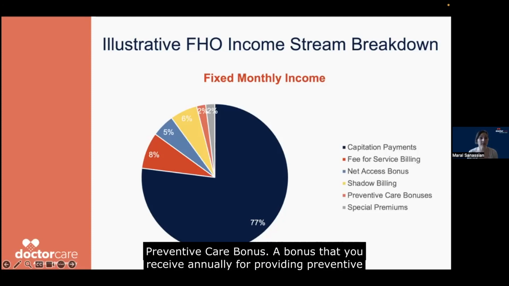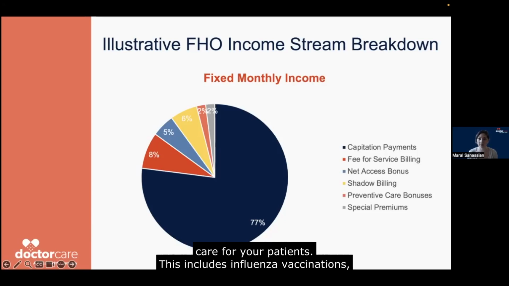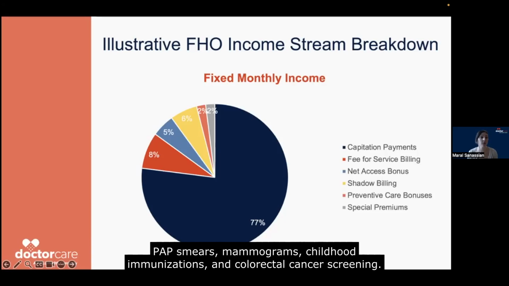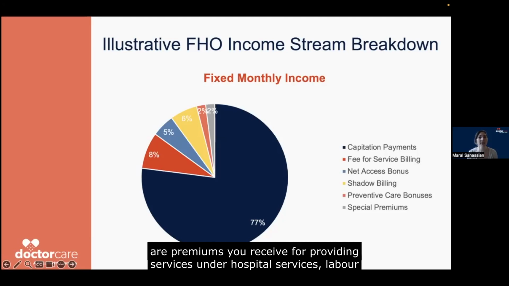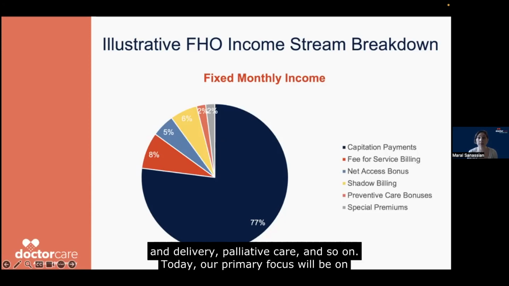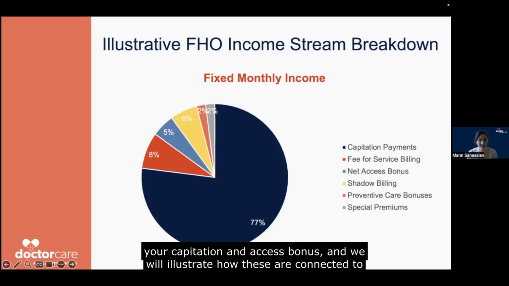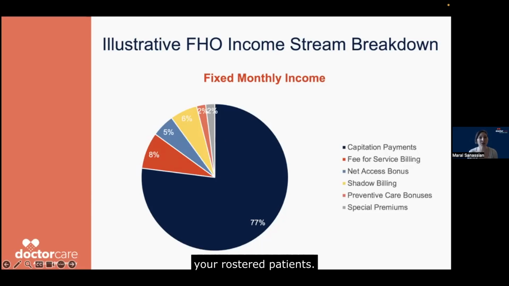Preventive care bonus, a bonus that you receive annually for providing preventive care for your patients. This includes influenza vaccinations, pap smears, mammograms, childhood immunizations, and colorectal cancer screening. And lastly, your special premiums, which are premiums you receive for providing services under hospital services, labor and delivery, palliative care, and so on. Today, our primary focus will be on your capitation and access bonus, and we will illustrate how these are connected to your rostered patients.